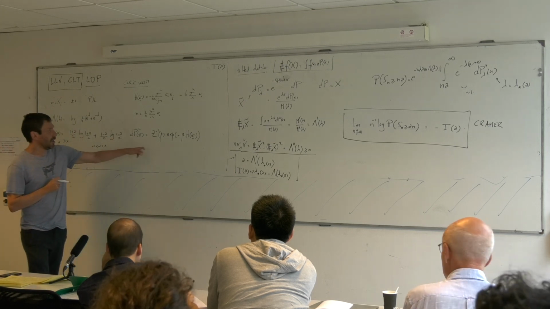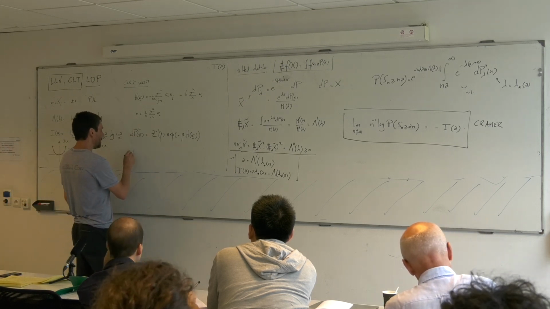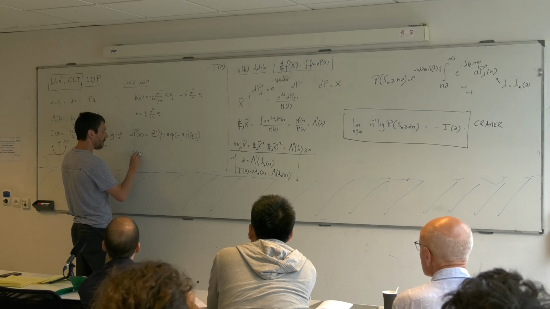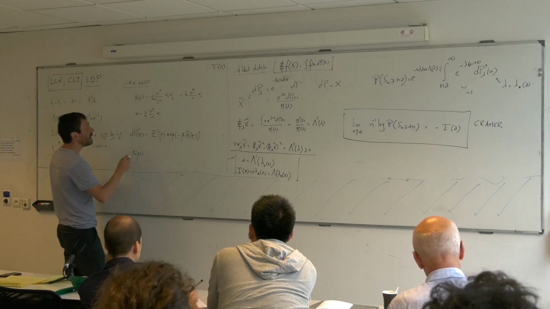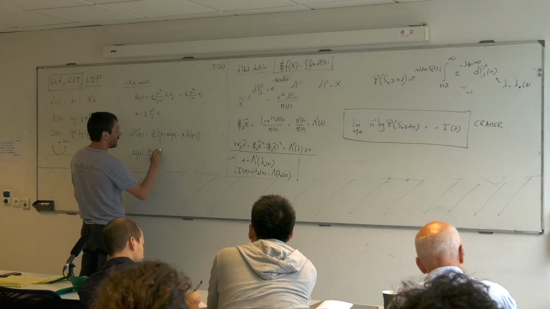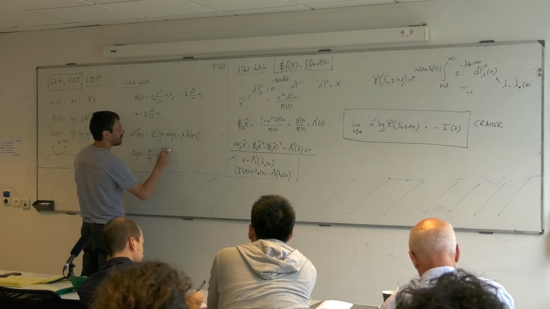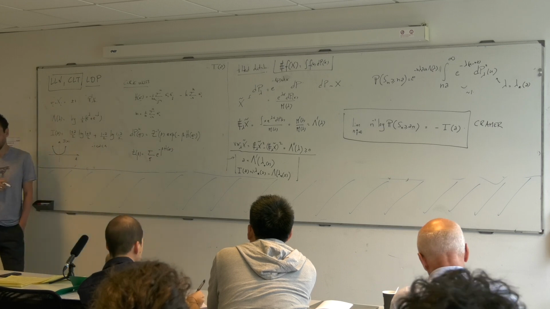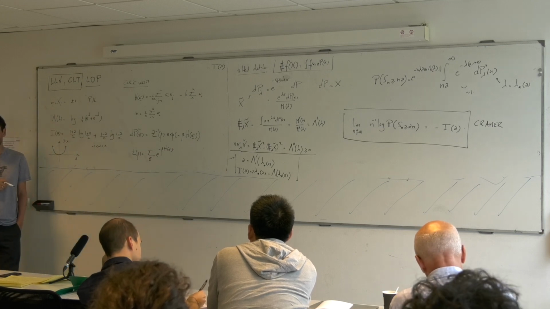Right? So the quantity that's there is Z of beta, which is simply the sum over all spin configurations of e to the minus beta H of sigma.